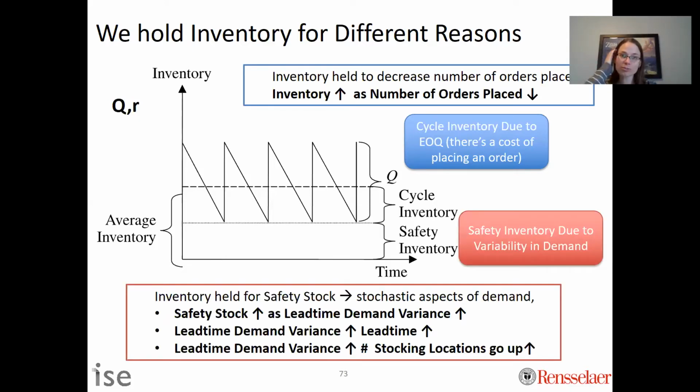You could also think in terms of the safety stock. You have inventory because you don't know what the demand is. And so I have a buffer. And so safety stock goes up as the variance or the uncertainty goes up. It also goes up as the lead time goes up because you have a larger time where you have to try to predict what's going to happen. And it also goes up as you have more stocking locations. So you don't know where the demand is going to occur. You have one more variable to try to figure out.